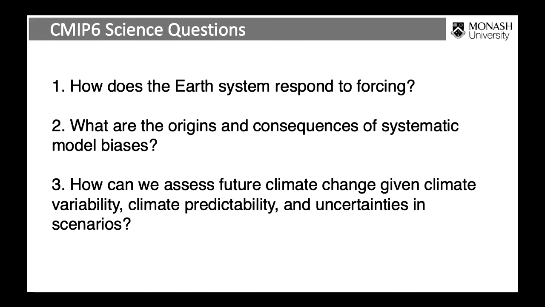So they came up with these science questions that CMIP6 is really focused around. So how does the Earth system respond to forcing? So that's, you know, CO2, but also aerosols, ozone, land use, volcanoes, lots of different things, solar radiation variability. What are the origins and consequences of systematic model biases? And how can we assess future climate change, given climate variability, climate predictability, and uncertainties in scenarios? So those were the main questions that they wanted to answer, and then they got together and came up with certain experiments to answer that.